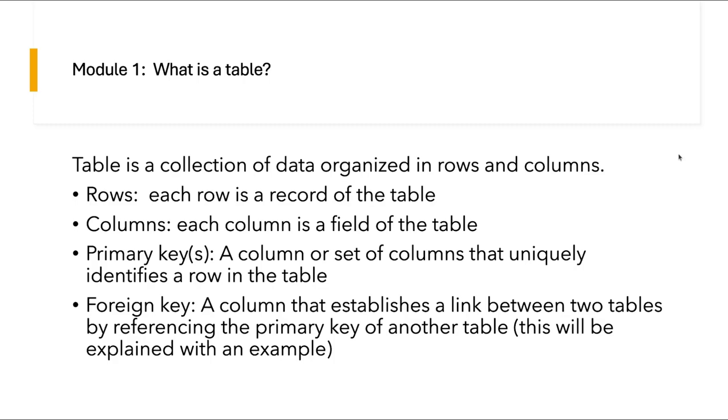What is a table? A table is a collection of data organized in rows and columns. We usually call the rows of a table records and the columns of a table fields. For example, if your colleague sends you an email and asks you to add a field to a table, they simply mean you need to add a column to the table.